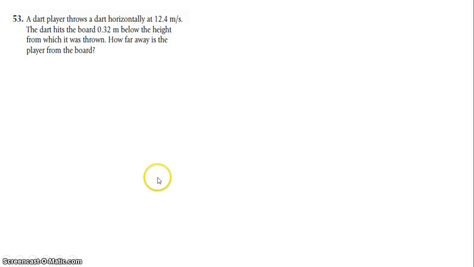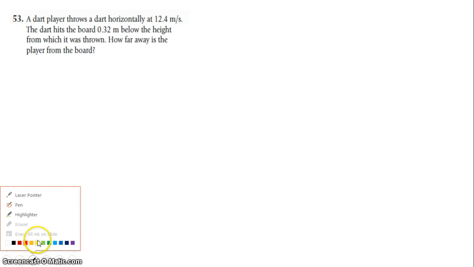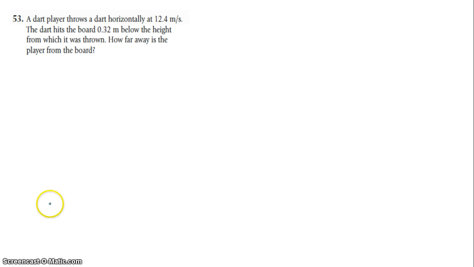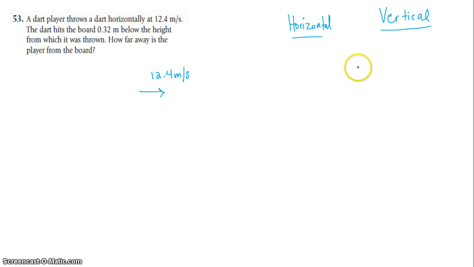Right, so let's take a look at number 53. Here we've got a dart player throwing a dart horizontally at 12.4 meters per second. So therefore, all of its velocity is in the horizontal direction, 12.4 meters per second. So let's separate it, horizontal and vertical. Remember, that's usually the first thing we want to do after drawing our picture.